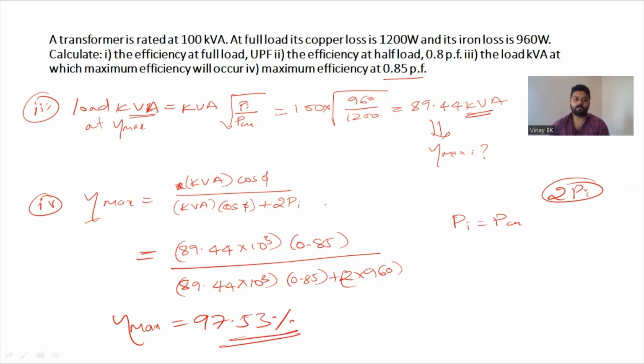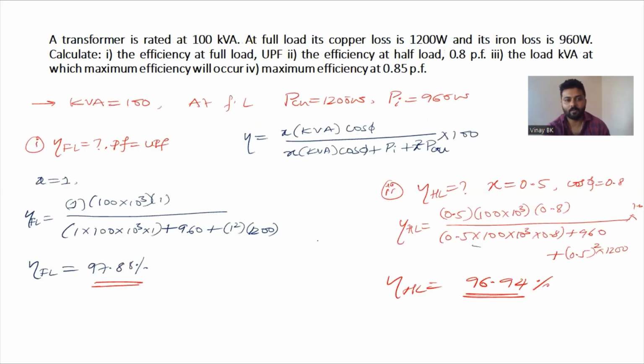So 4 points. You can expect each point to have 2 marks. Understand the question properly. They have given the value of copper loss, iron loss, and kVA rating. They asked you to find efficiency at half load and full load for UPF and 0.8 power factor. Use the common formula. Then you can get eta full load and eta half load.